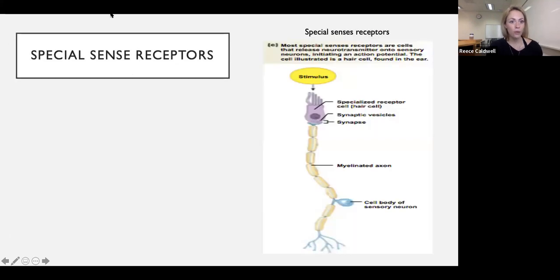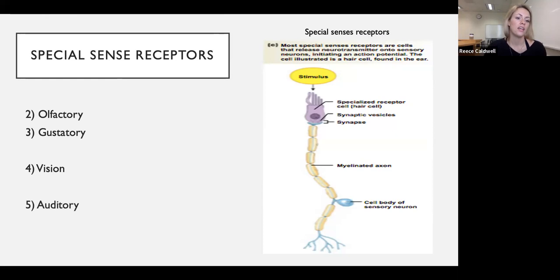All right, so now we will move on to our special sense receptors. The simple and complex receptors work for touch; special sense receptors work for our other 4 senses. The systems these work through are first the olfactory system, which is smell, the gustatory system, taste, the visual system, sight, and the auditory system, hearing.